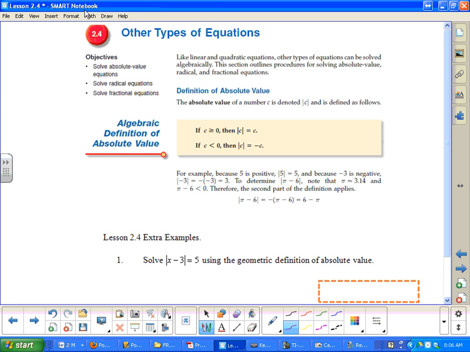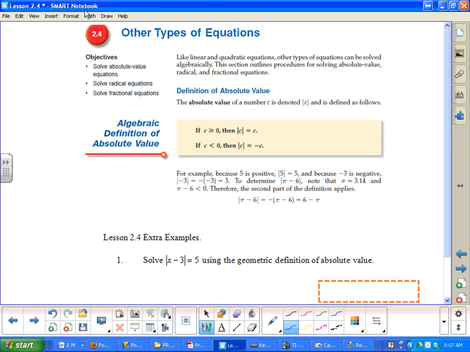Okay, working with other types of equations. First, we're going to look at absolute value equations. Reminder that the definition of absolute value is basically the distance a number is from 0. So if C is a positive number, then the absolute value of C is just C. So if I have the absolute value of 45, it is 45.